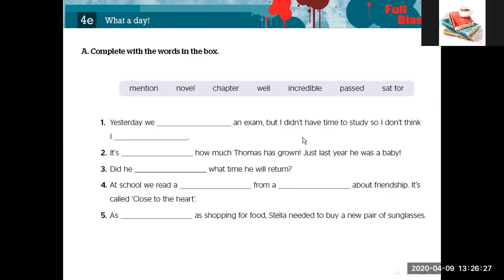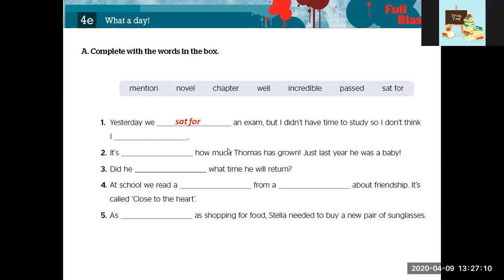Number 1. Can I answer the first? Okay, Hamza. Yesterday we sat for an exam, but I didn't have time to study, so I don't think I passed. Okay, sat for is the past simple of sit. Sit, sat. Sit for, sat for, they are the same, but this one is in the past, or the second form of the verb. Sat for.